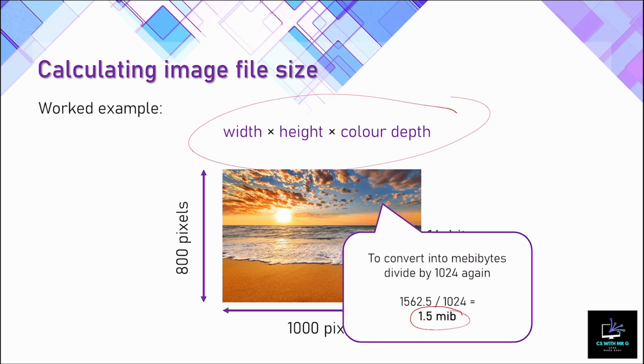Okay, the width times the height times the colour depth. And in an exam, you'll be given these values, all you have to do is multiply them, get your answer in bits, go into bytes, and then into kilobytes and megabytes.